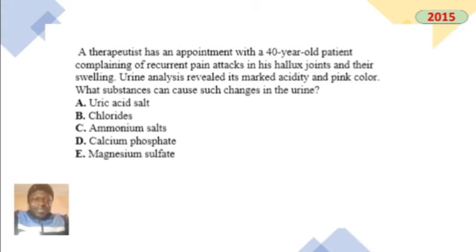A therapist has an appointment with a 40-year-old patient complaining of recurring pain attacks in the hallux joint, right? That's the joint of the big toe, and its swelling. Urine analysis revealed it's markedly acidic and pink in color. What substance can cause such changes? This patient has gout, so it's uric acid.